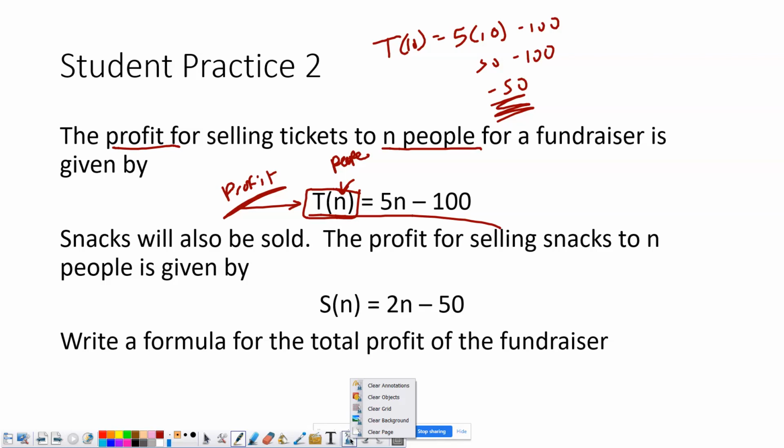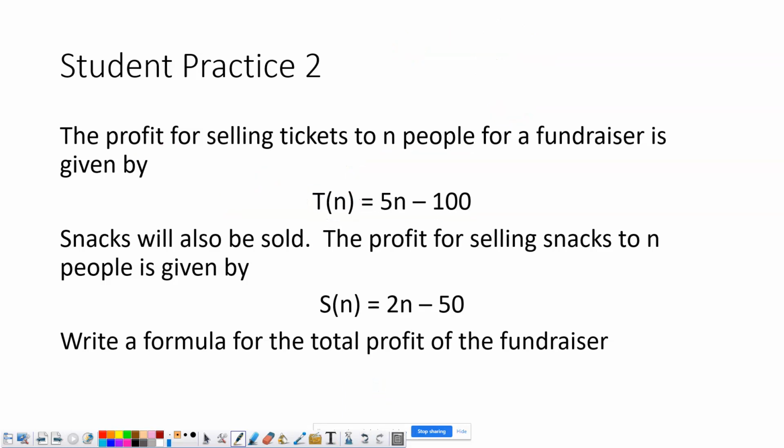What I want you guys to understand is that N is people and the output is profit. And so if you plug in a number of people, the output will tell you how much profit you've made. Okay? Next one, snacks will also be sold. The profit for selling snacks to N people is given by this. So, pause the video if you need to and think about this. What does the N represent and what does the S of N represent? What does this function tell you? So think about it for a minute, and when you unpause the video, I'll continue my explanation.